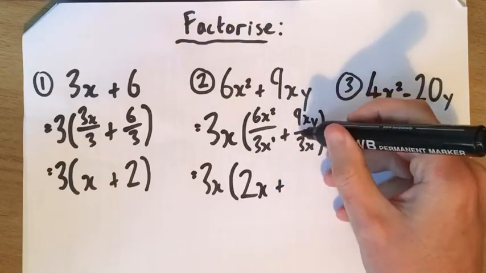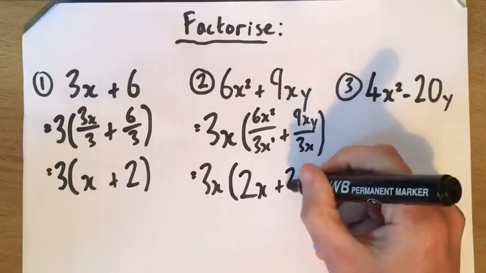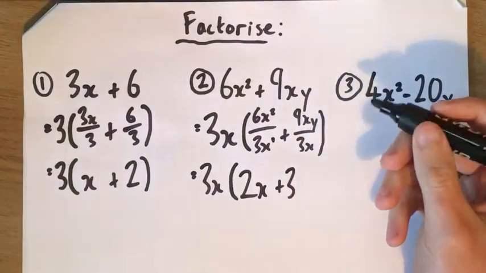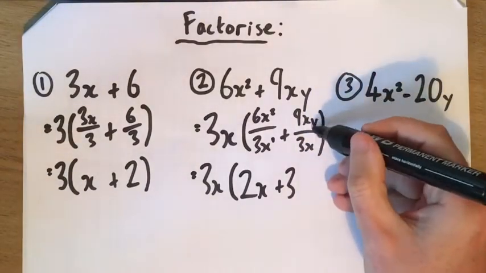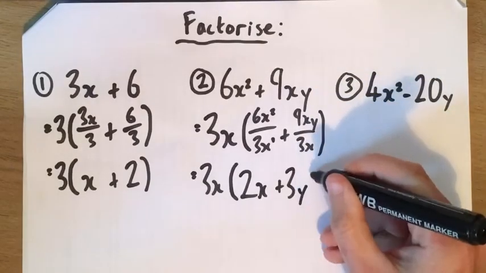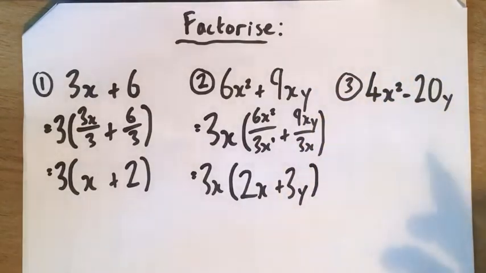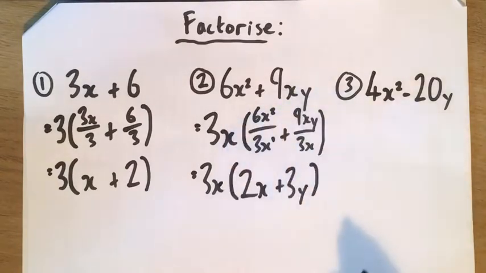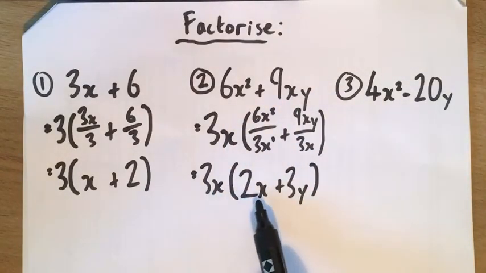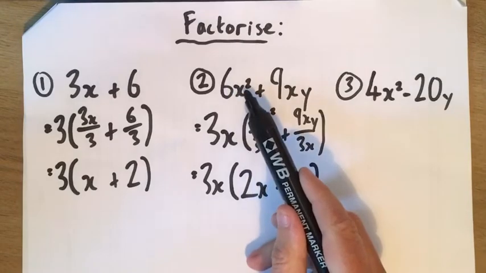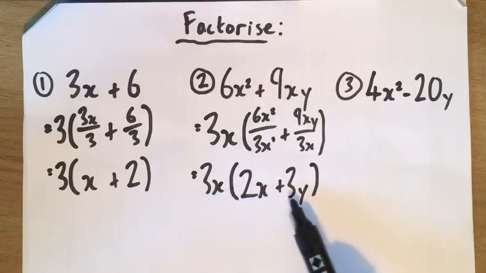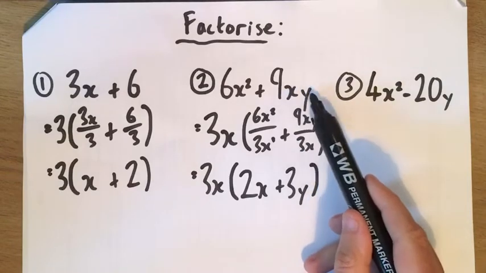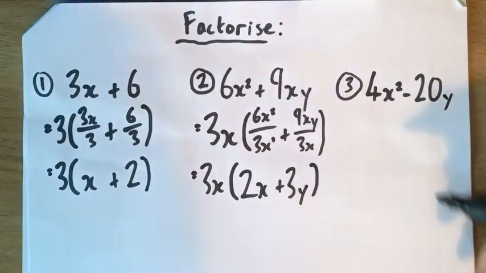Plus 9 divided by 3 is 3. X divided by x just cancels, okay? And then you're just left with the y that was on top. So there's your answer, something multiplied by something. If you multiply it out, 3x multiplied by 2x is 6x squared. 3x multiplied by 3y is 9xy. So I have the right answer.